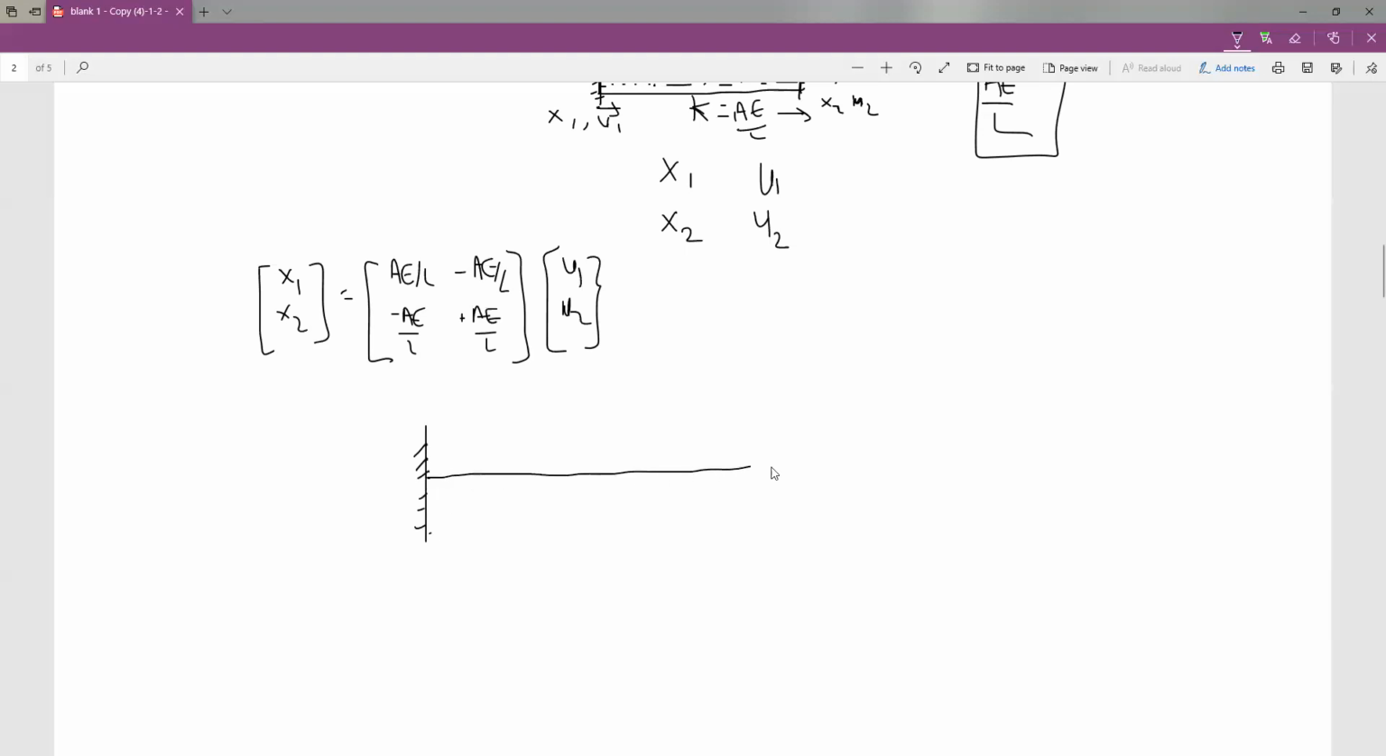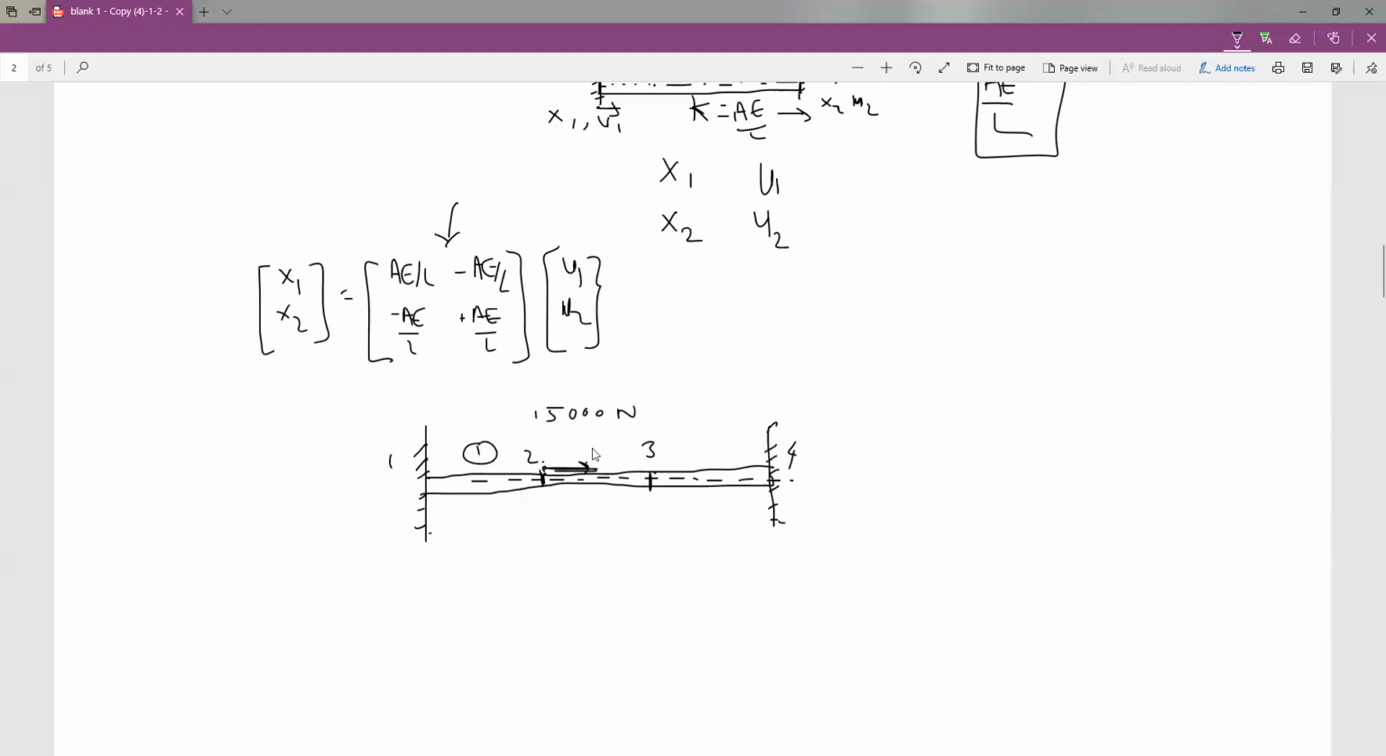Let us say I have a bar, fixed at both ends. I am naming the nodes 1, 2, 3, 4. Instead of spring stiffness I will now be using the bar stiffness, but the procedure and everything will remain the same. Joint 2 is subjected to an axial load acting along the axis of the bar, let us say 15,000 Newton.